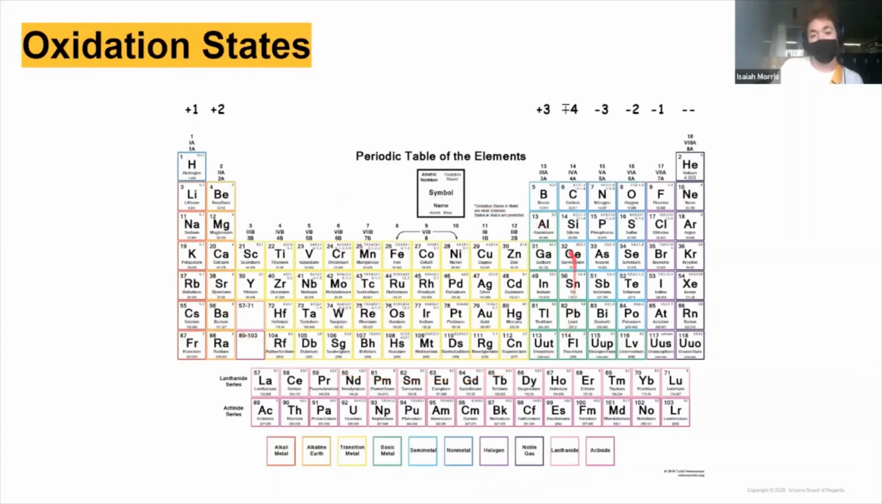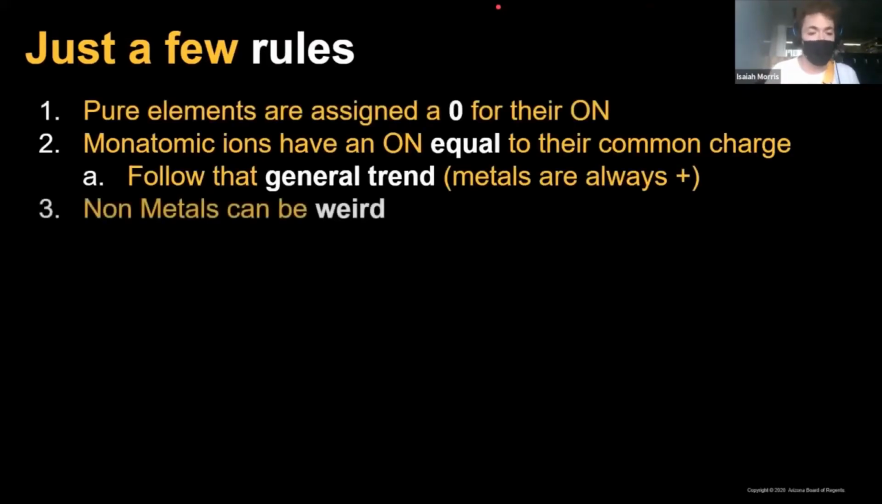But as you can see, it goes from +1, +2, +3, and then plus or -4. With carbon and silicon, those essentially vary per situation, and then it goes back down to -3, -2, and -1. So going back to the rules, we know that they follow that general trend. We also know that nonmetals can be a little weird. They aren't as clear-cut as other atoms are.